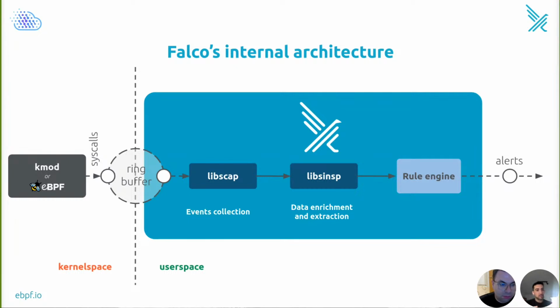So the syscalls are in this ring buffer, and the first internal library of Falco is in charge of collecting these syscalls. Then it will pass them to another one called libsinsp. Honestly, the name is horrible, but the purpose of this library is really important, because it is in charge of enriching all syscall events with metadata that we humans will find really useful to get some context and to write rules.